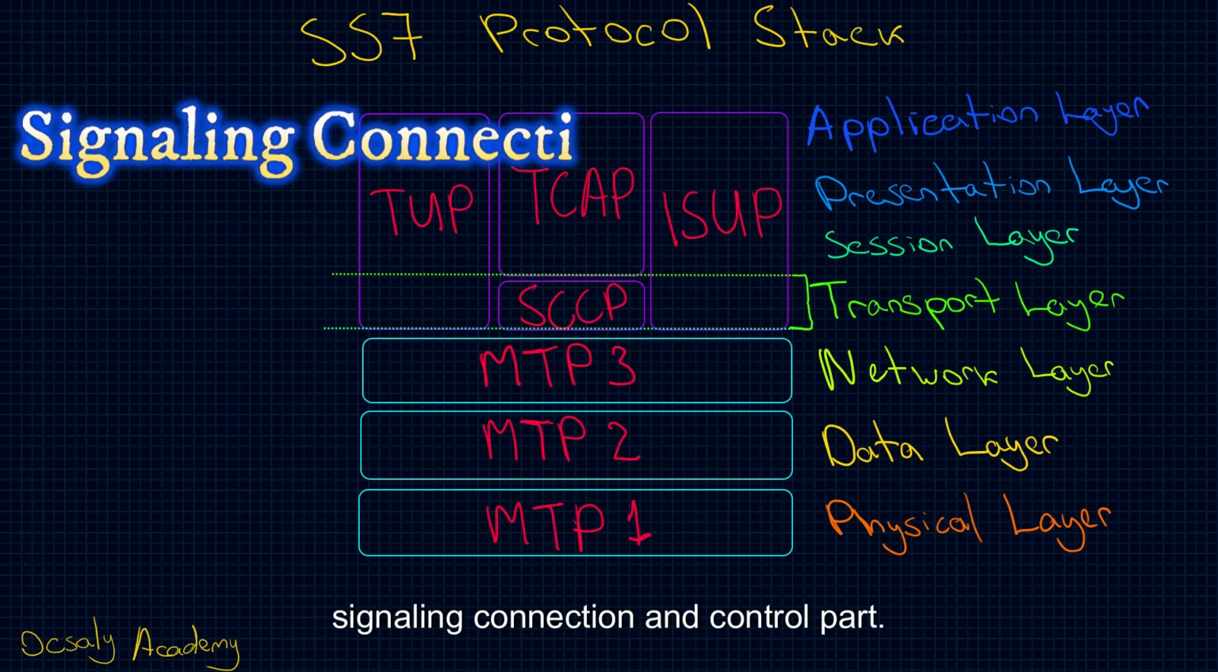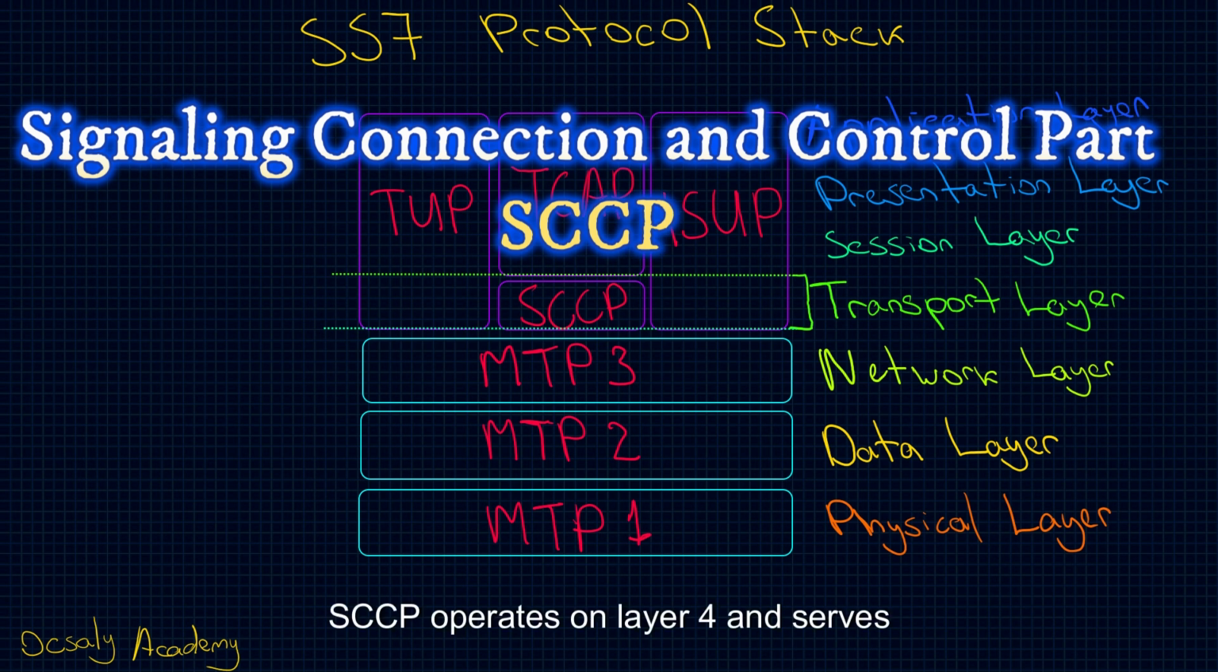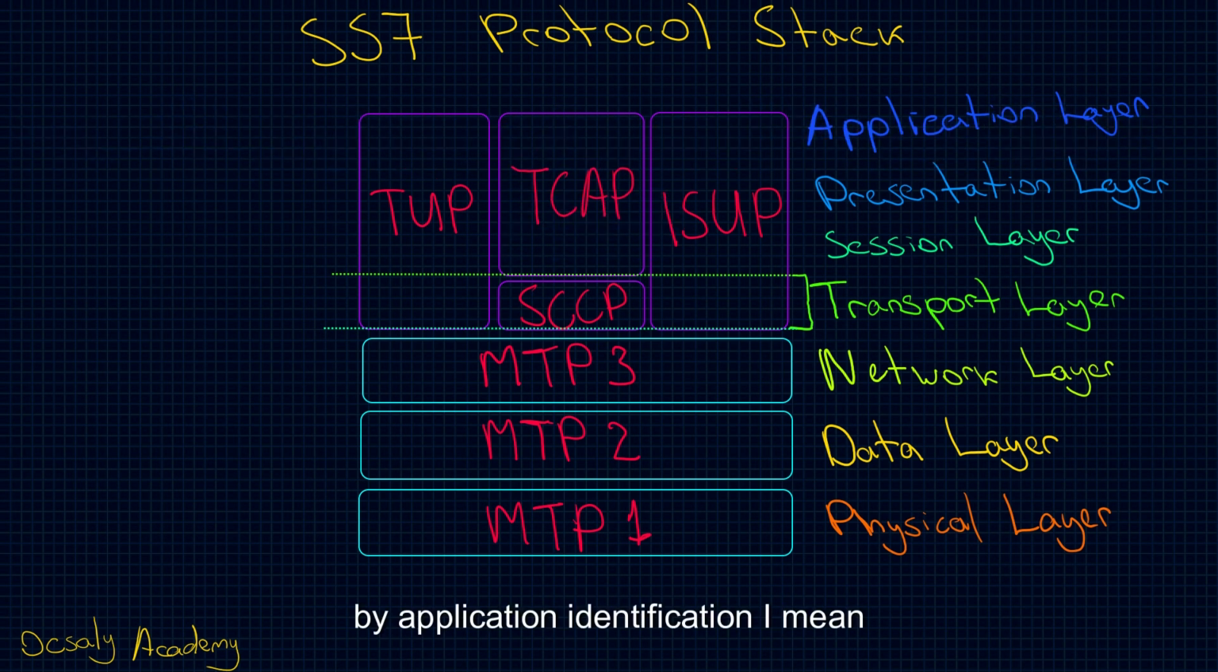Signaling Connection and Control Part. SCCP operates on layer 4 and serves a function similar to TCP/UDP in the IP world. It manages application identification and routing of non-circuit related signaling. So, by application identification, I mean it differentiates between applications running on the same node using subsystem numbers, SSNs, instead of port numbers. And routing of non-circuit related signaling, which is essential for database access and messaging services.